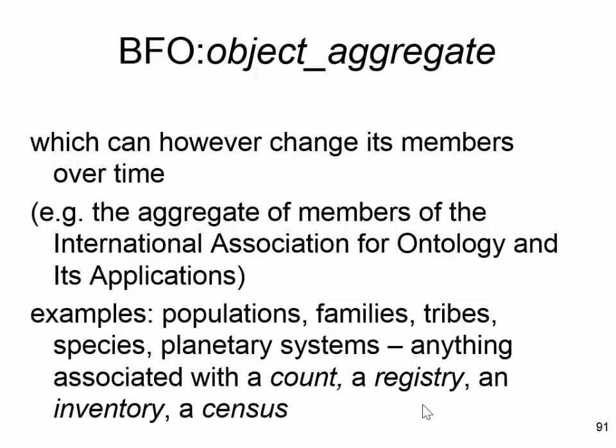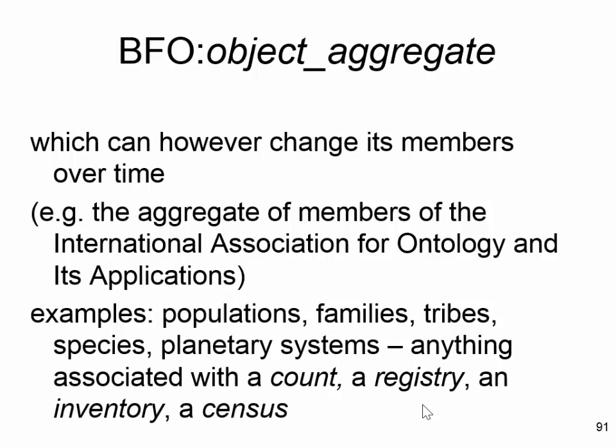So there is something called IAOA, which is the International Association for Ontology and its Applications. This has members. The association can gain some members and lose some members. I think that associations like that are object aggregates with some extra structure, in virtue of which the object aggregate can survive through time, even though it gains members and loses members. And examples of object aggregates in that sense are not just associations, but also populations, families, tribes, planetary systems.